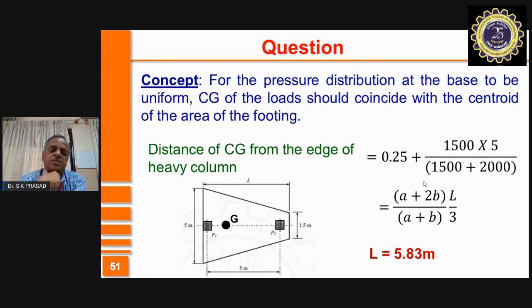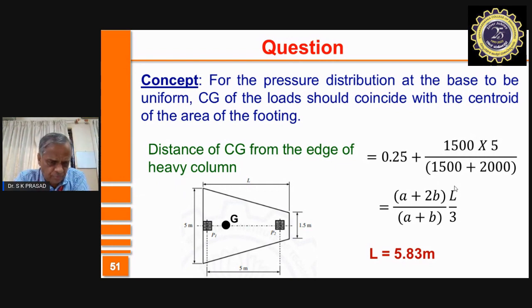Further, the centroid of the trapezium, if I say that the left side is A and the right side is B, is simply given by the formula (A plus 2B) by (A plus B) into L by 3. So equate these two, because these two should match. Equate these two and you will get L equal to 5.83 meters.